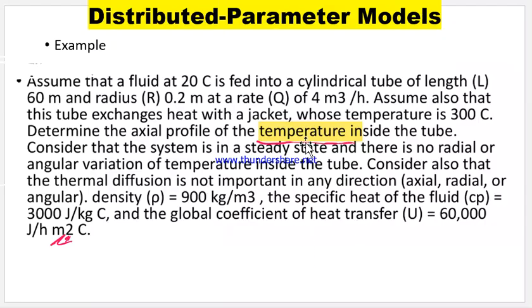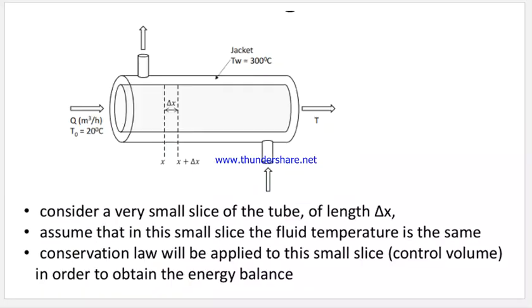So basically we are balancing energy. We are balancing for energy because we are looking for temperature profile inside the tube. And this is a distributed parameter system. We are given some parameters here. Let's look at how the tube actually looks like.